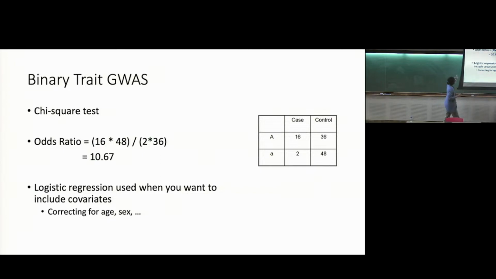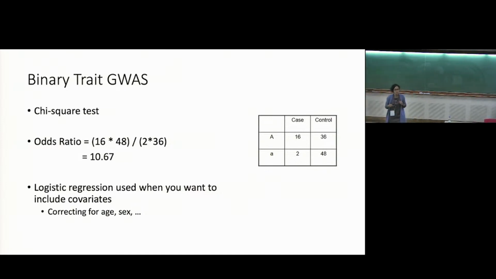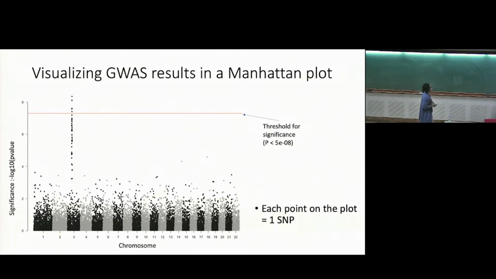So in practice, what we use more often is something called logistic regression, which is like a linear regression, but for binary traits, which allows us to say, okay, I want to take the effects of sex into account, of age into account, of any other phenotype into account as a covariate, okay? Everyone with me? Okay, so that was that.